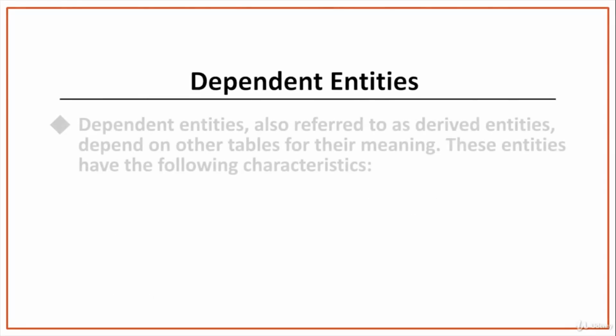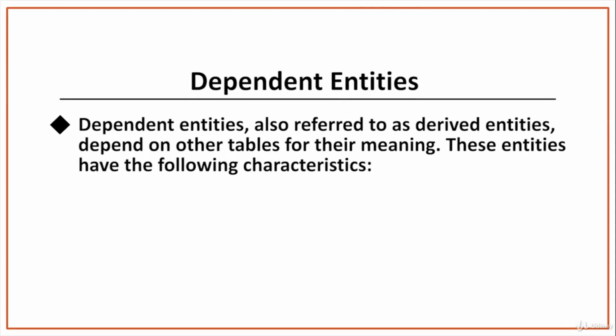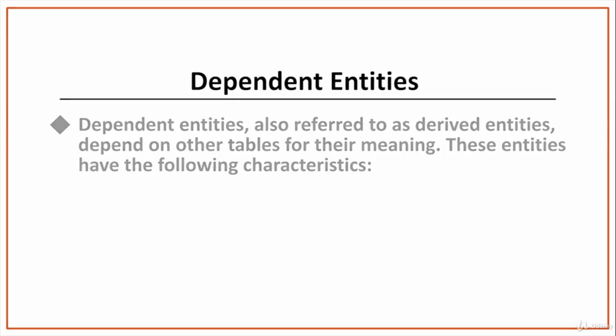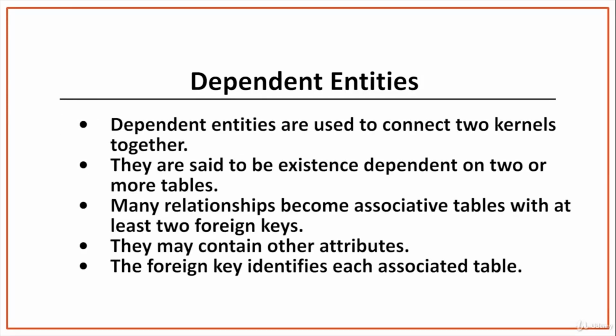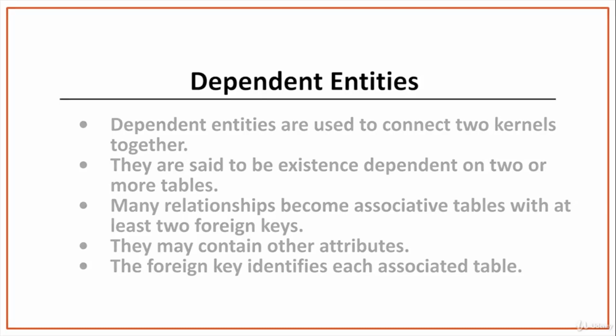Dependent entities, also referred to as derived entities, depend on other tables for their meaning. These entities have the following characteristics. Dependent entities are used to connect two kernels together. They are said to be existence dependent on two or more tables. Many relationships become associative tables with at least 2 foreign keys. They may contain other attributes. The foreign key identifies each associated table.